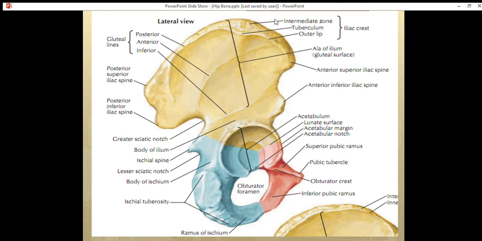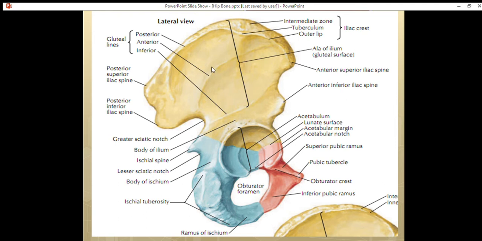If you can see the iliac crest, it is basically a convex uppermost free border of ilium. It starts from anterior superior iliac spine and ends at the posterior superior iliac spine. You can see that it is a thick structure and it has an outer lip, which is visible in this part, an intermediate area which is the rough part, and an inner lip which is present on the medial aspect, which you'll see in the next diagram.